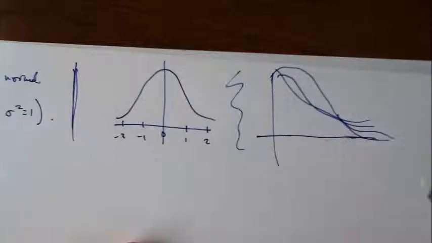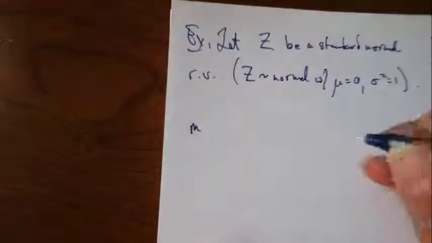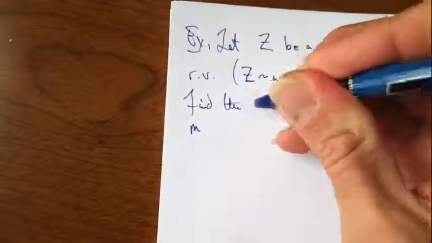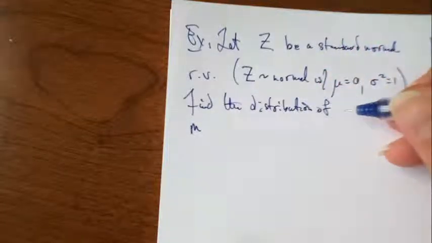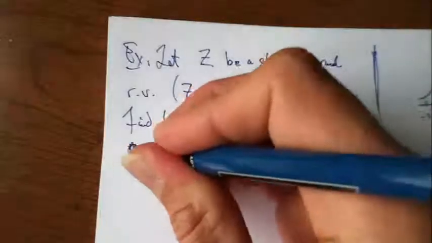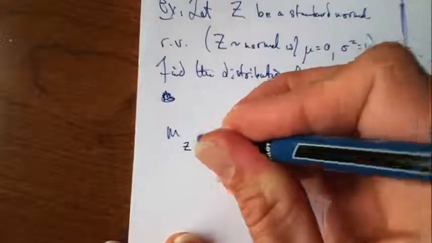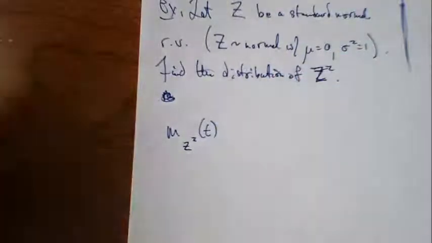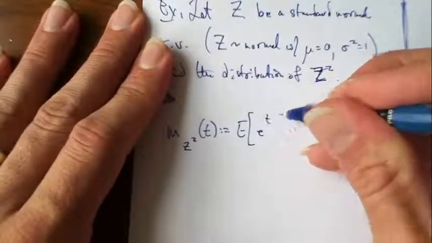All right, let's see how this thing behaves. That is, we want to find the distribution of Z squared. We'll do this with the method of moment-generating functions. I'll just find the moment-generating function for Z squared, and if it turns out to be something familiar, then fantastic. By definition, this is the expected value of e to the tZ squared. I know how to carry that out.